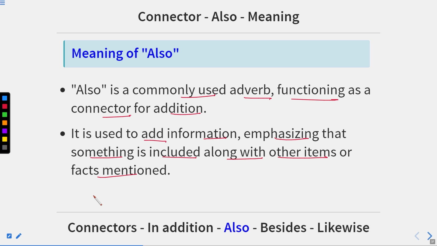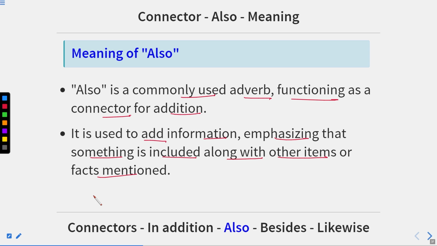Now, this word is a very common word in English. We use it many times just to show something extra or something more. "Also" is a commonly used adverb. This is very, very common in speech as well as in writing. So it is used to add information, emphasizing that something is included along with other items mentioned.